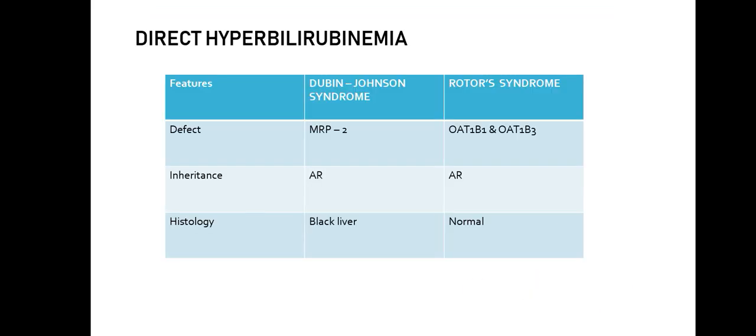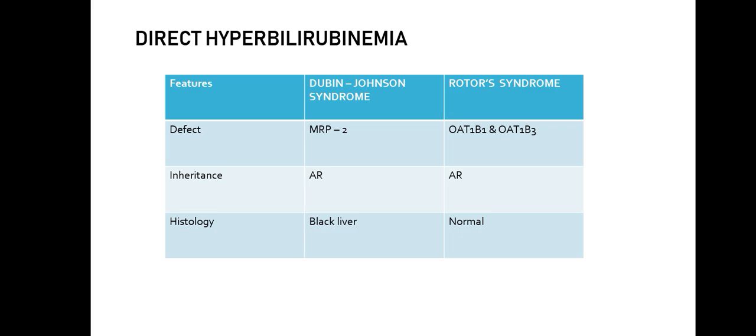Direct hyperbilirubinemia can be of two diseases, Dubin-Johnson and Rotor syndrome. In Dubin-Johnson syndrome, MRP2 protein, that is a multi-drug resistance protein which is present on the hepatocyte, excreting the conjugated bilirubin into the biliary canaliculi, is defective. It is transmitted by autosomal recessive pattern. Histology shows a black liver due to the accumulation of epinephrine metabolites, which are also excreted through this protein.